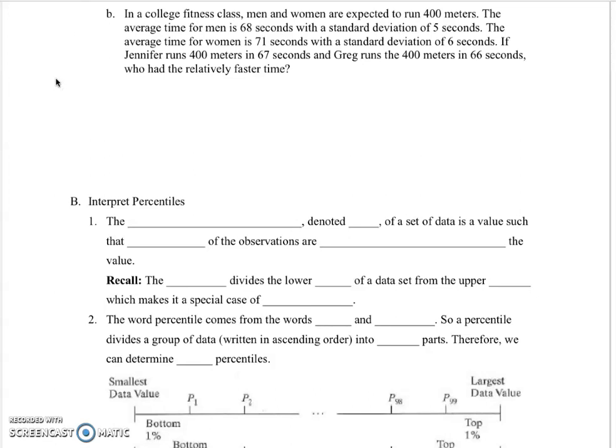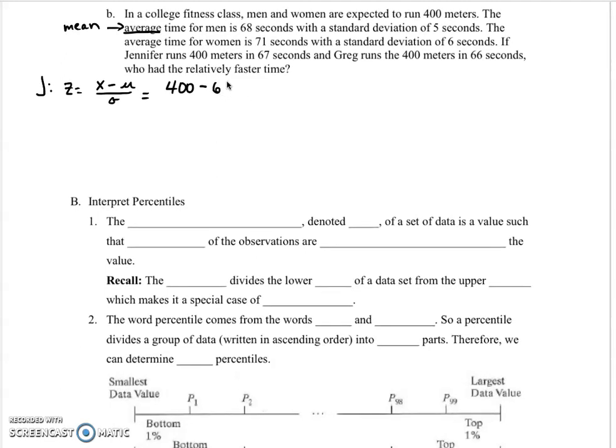But to be able to compare them to each other relative to their groups, we have to change them into z-scores. So let's do that for Jennifer first. So for Jennifer, remember a z-score is the data value minus the mean divided by the standard deviation. The mean for women, remember average is the word that we use frequently for mean.